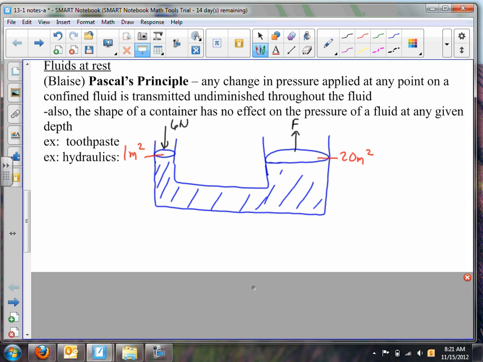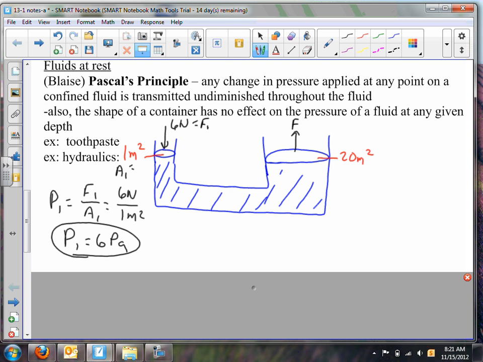Well, I've got a force here on the first piston, and this is an area on the first piston. Therefore, there's a pressure there. So the pressure on the first piston is equal to F1 over A1, or 6 newtons over 1 square meter. So the pressure here is simply 6 pascals. That's how much pressure this fluid is pushing downward on that piston.